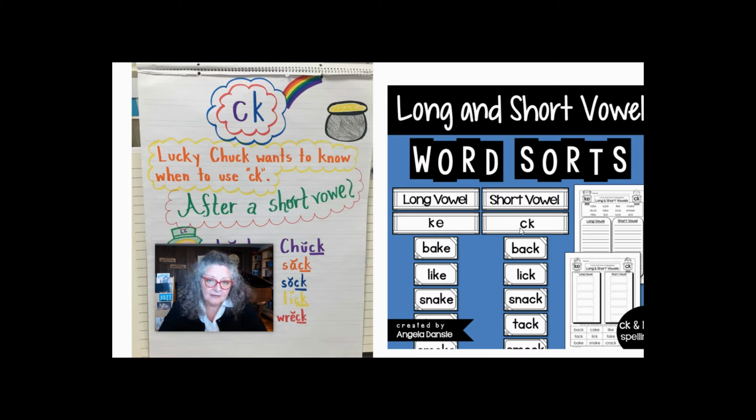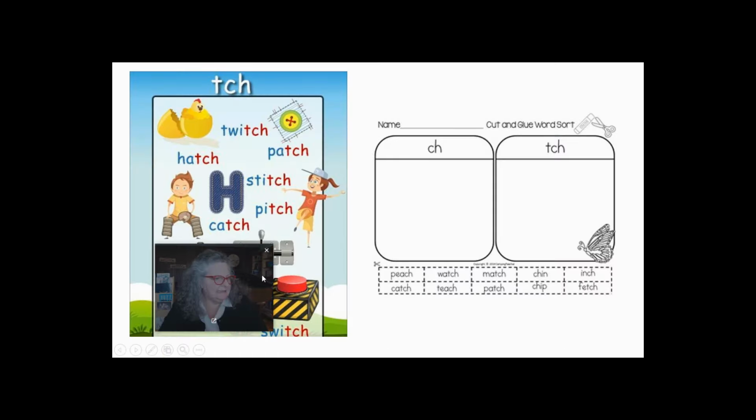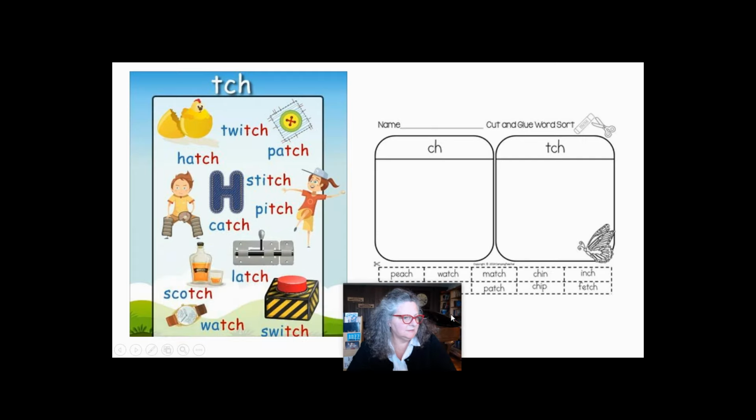When you hear the k at the end of a word with a short vowel, like back, it's going to be CK. And that CK only happens at the ends of words. That's part of what makes it complex. All right, another complex consonant is TCH.